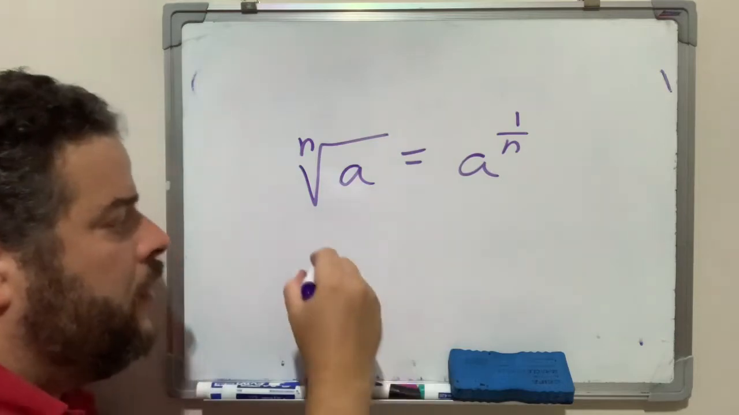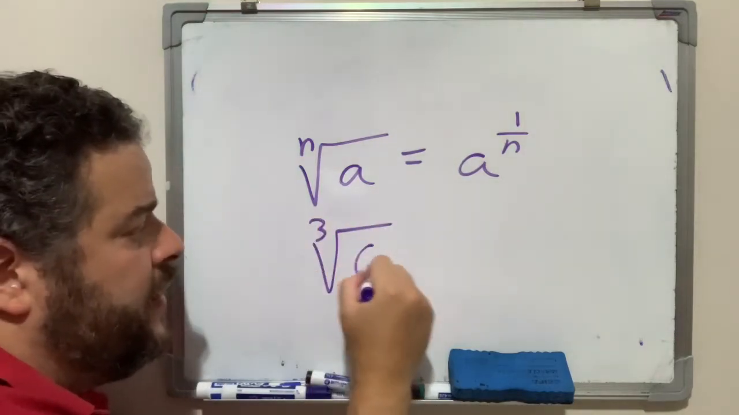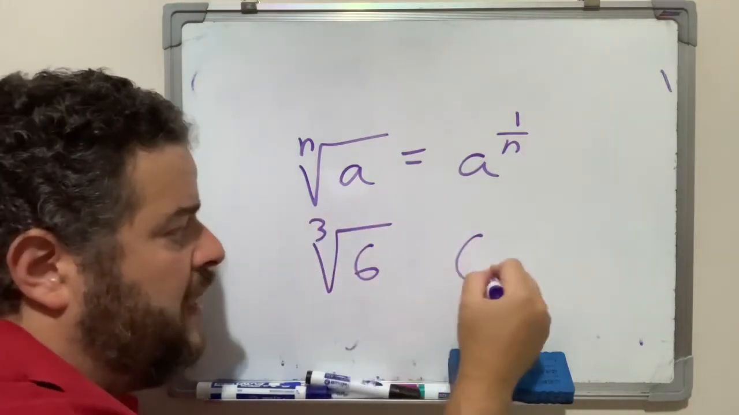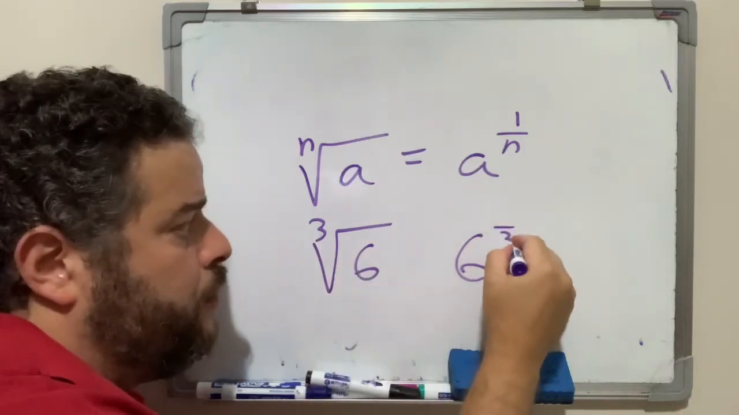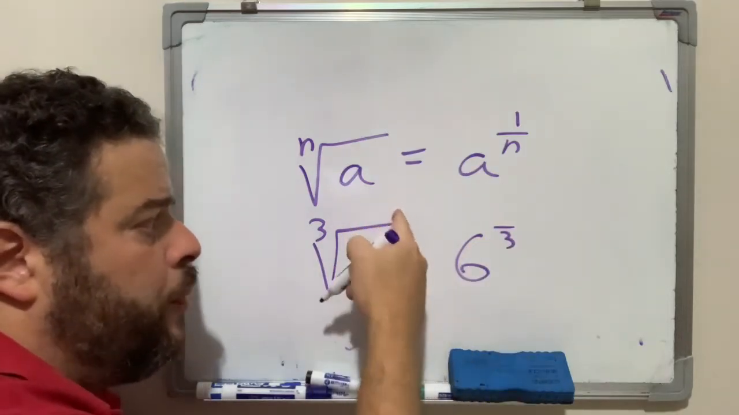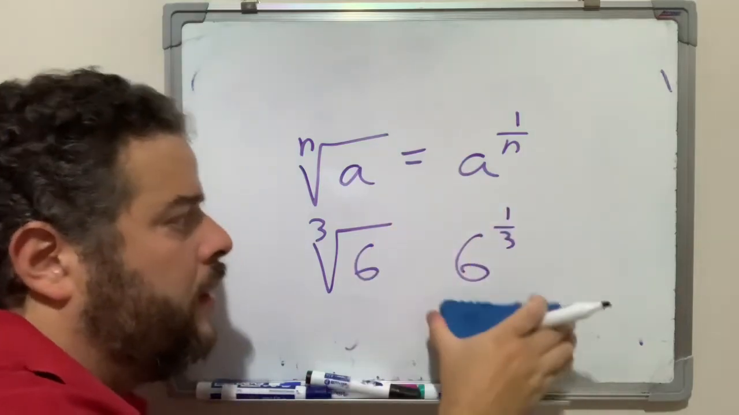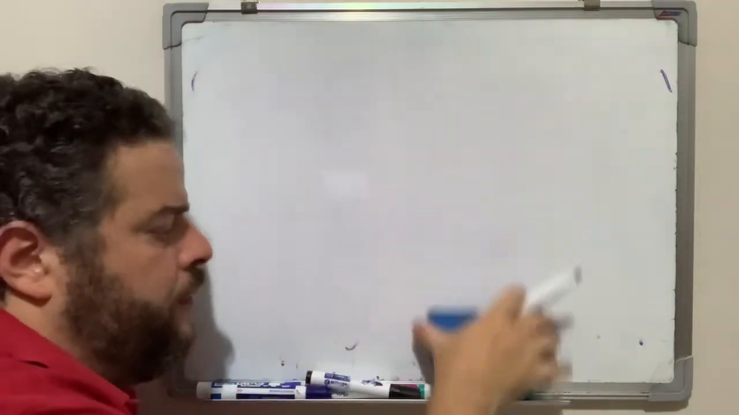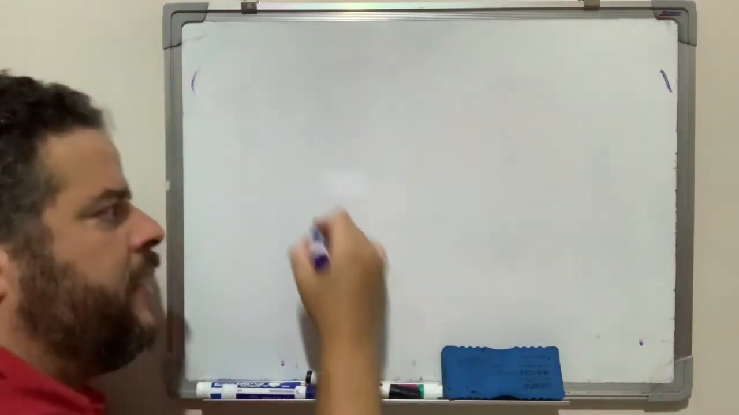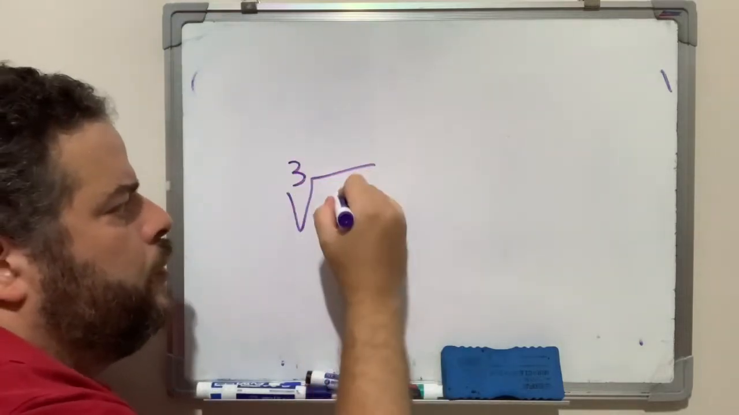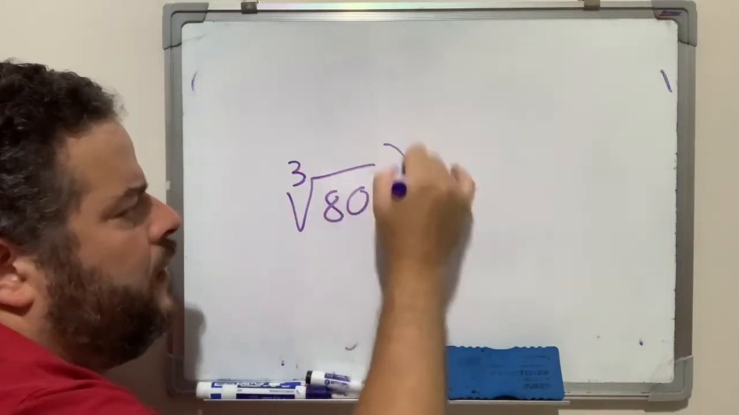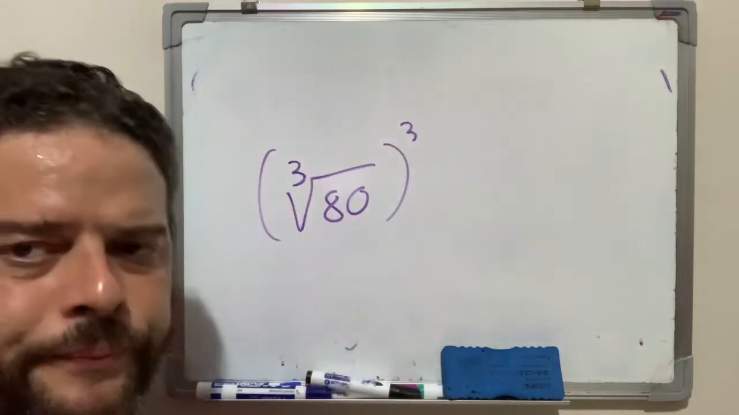So for example, if I had 3 to the 6th power, I put the same base, the root becomes my denominator, and the exponent here becomes my numerator. If I don't have anything, it would be 1. Let's give you guys one with, say, for example, an exponent. Say I have cube root of 80 to the 3rd power.